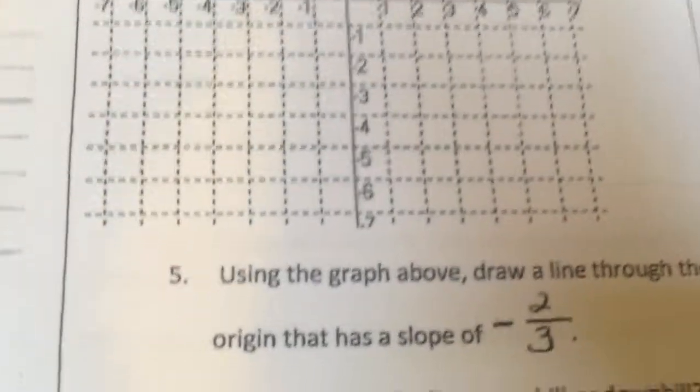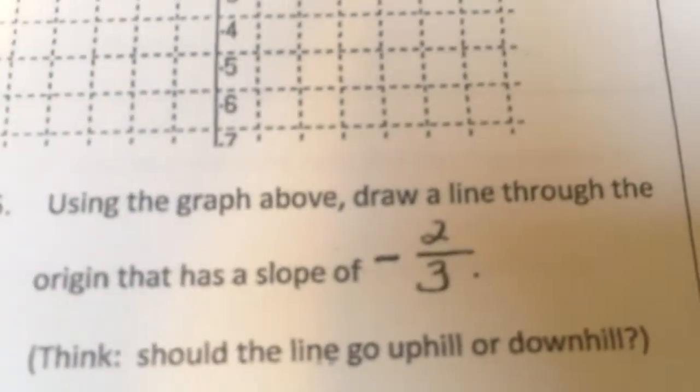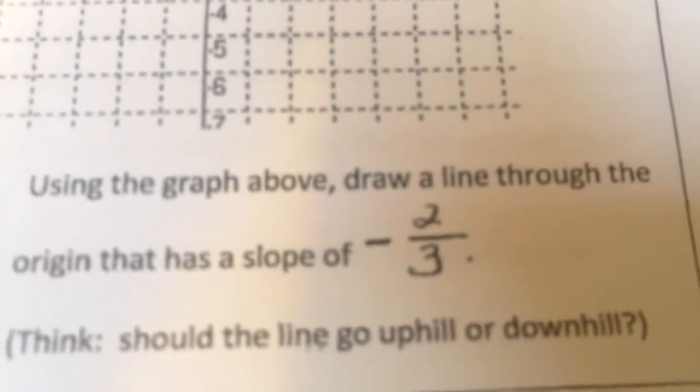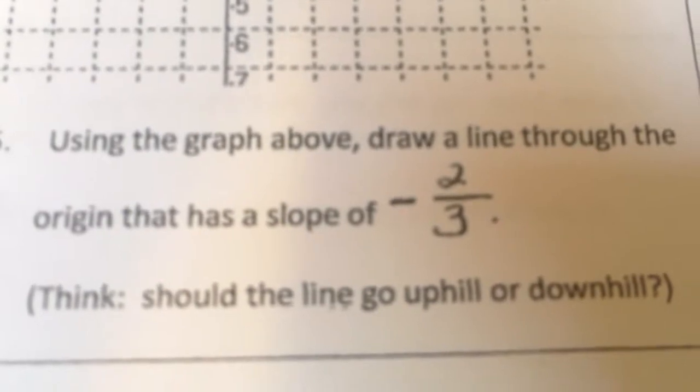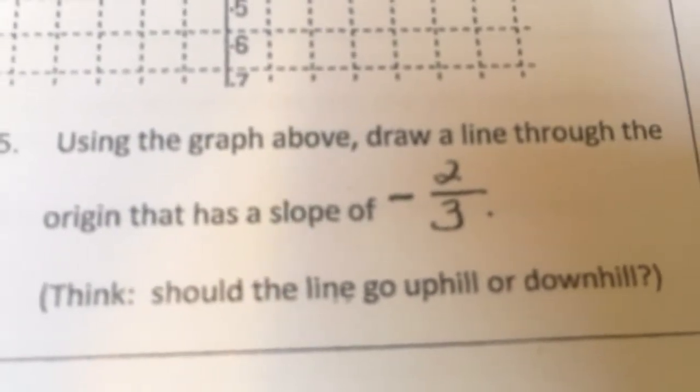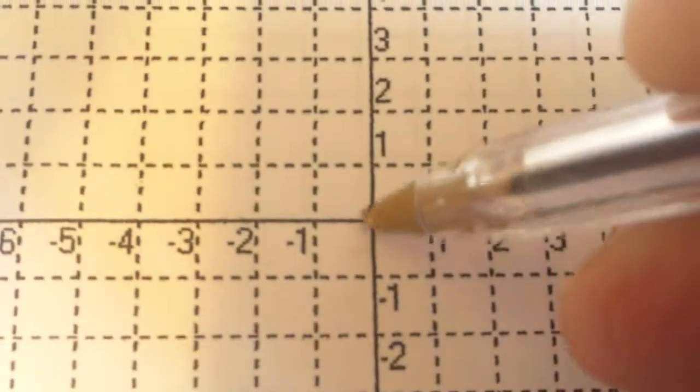Alright, now we have a graph here, and number 5 says, using the graph above, draw a line through the origin that has a slope of negative 2/3. So first I'm going to put my point on the origin. Now I need a slope of negative 2/3. So let's think about this for a second. Negative 2/3. I know it's going to go downhill because it's negative.